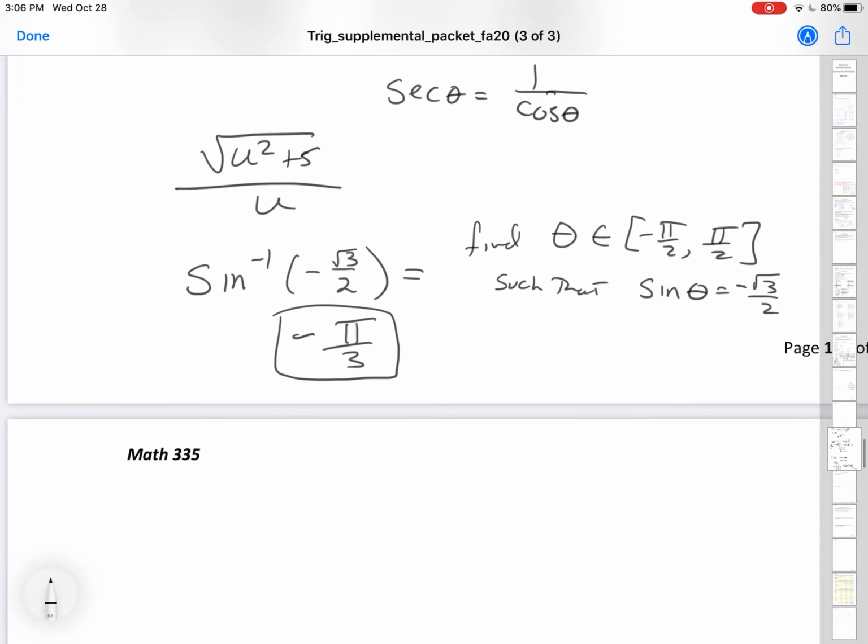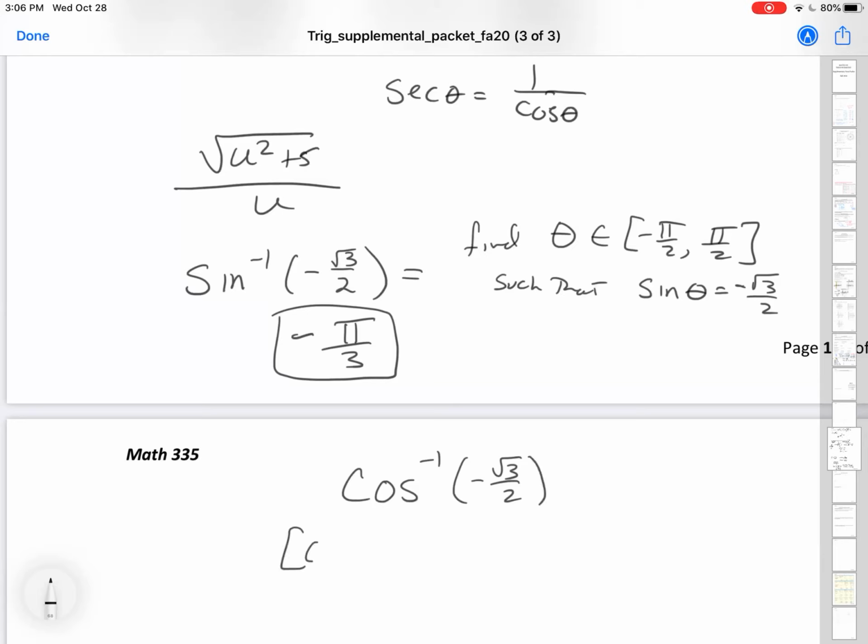We want you to know that when we're asking you to find the cosine inverse of negative root 3 over 2, you say to yourself, oh, I'm bound between 0 and pi.